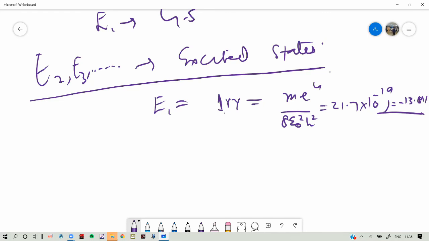So if you want to remove an electron from the first orbit, n equal to 1, you have to provide a minimum energy of 13.6 eV to remove that electron. That is the binding energy of the electron in the hydrogen atom, the ground state energy.